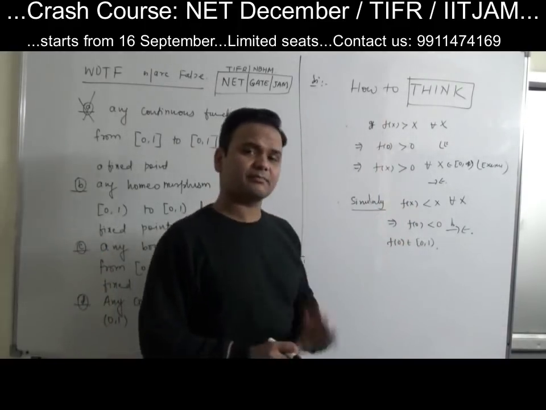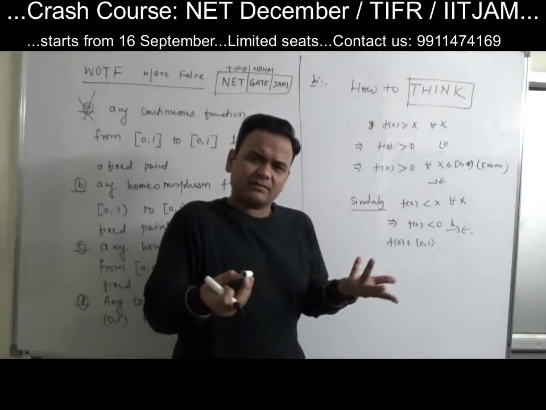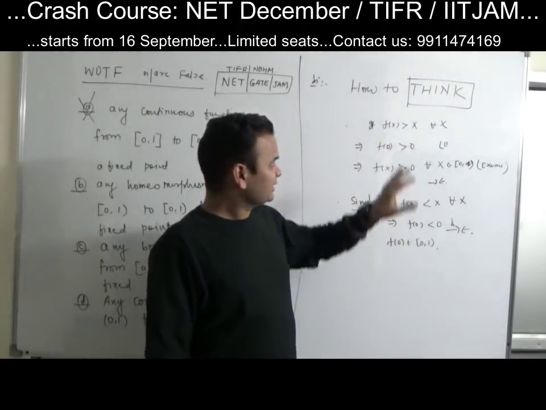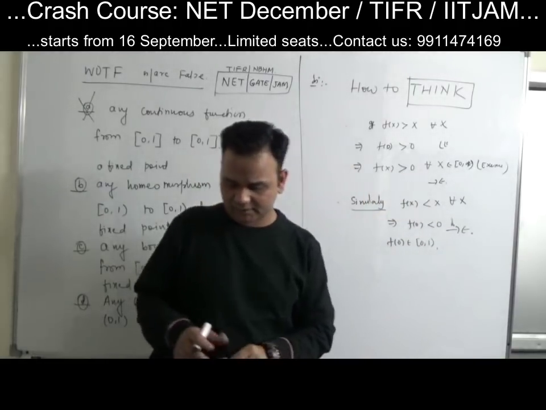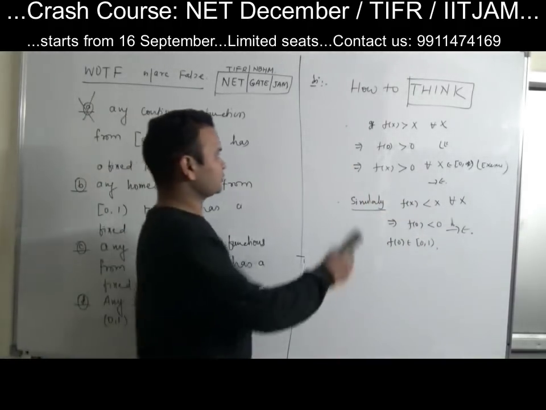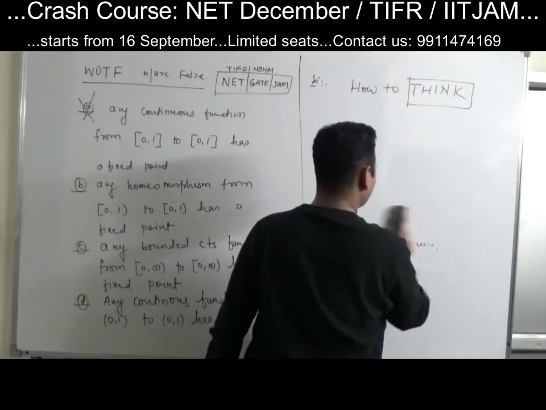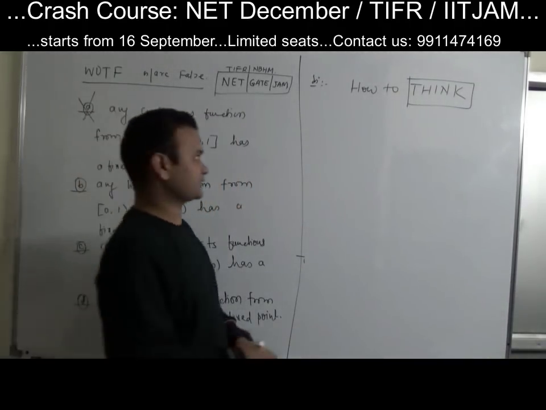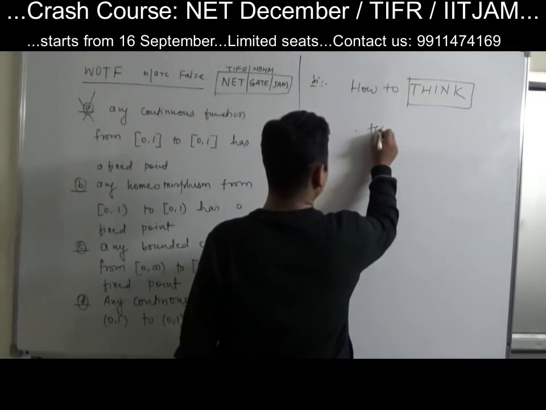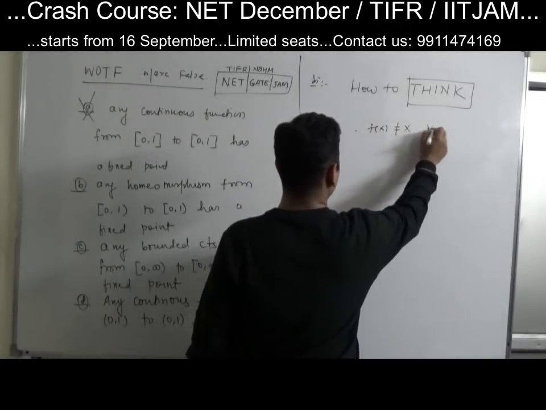So "for all x" is the problem. Might be for some a, b it will happen, f of a. So this is not going to happen for all x. Okay, so let me erase these two cases. So what else can happen? We only know that f of x is not going to be x. You have only given me f of x is not equal to x for all x.